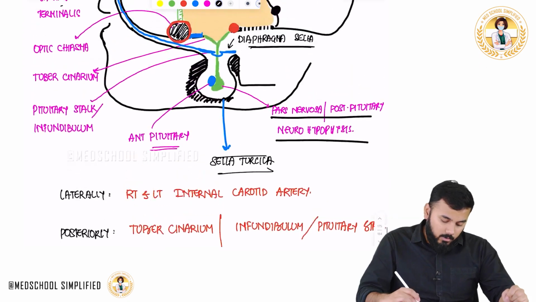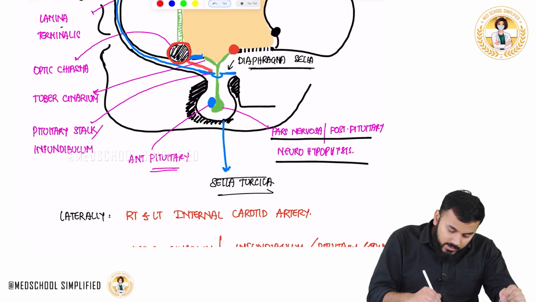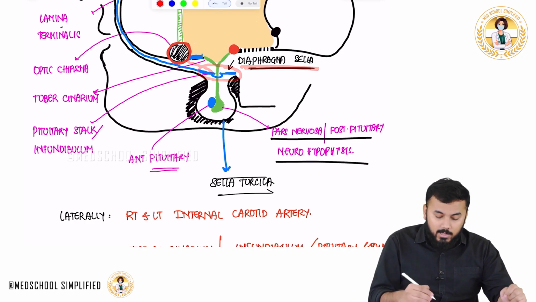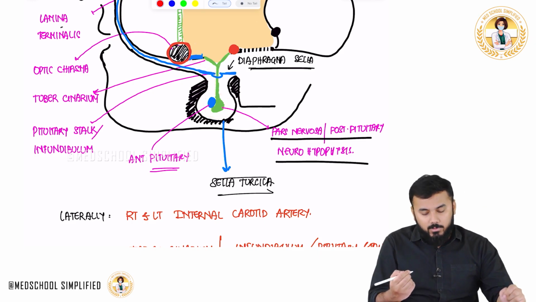Inferiorly, what are the structures you have got? Just look here. Inferiorly, down here. Down here, what do you have exactly? Down here, there is only one structure that is located, that is diaphragma cellae. And just below diaphragma cellae, what do you have? Pituitary gland. You see this?